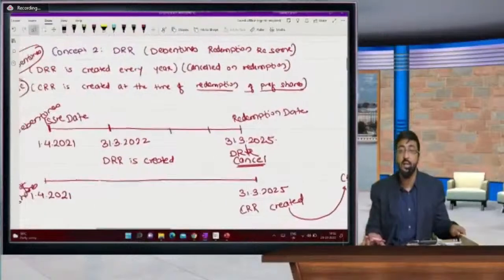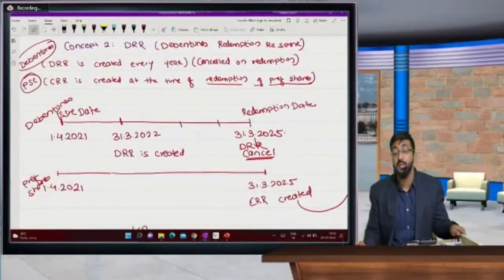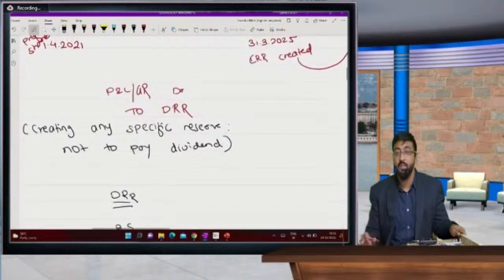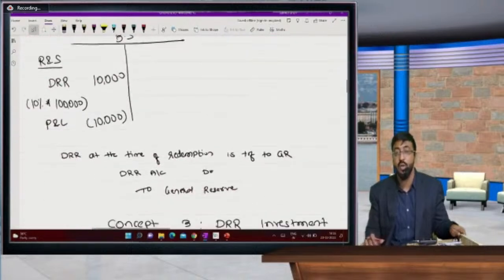DRR is nothing but you have to create it every year. By whom is it created? By NBFCs, unlisted companies other than NBFCs, and AIFIs. Remember, they create DRR of 10% of the debentures value. So what is the entry? P&L account debit to DRR. What you are doing exactly is reducing your profit and loss account and creating the DRR account. So this is the addition.